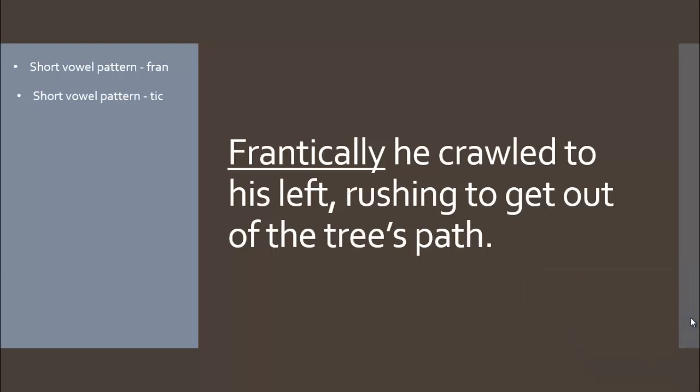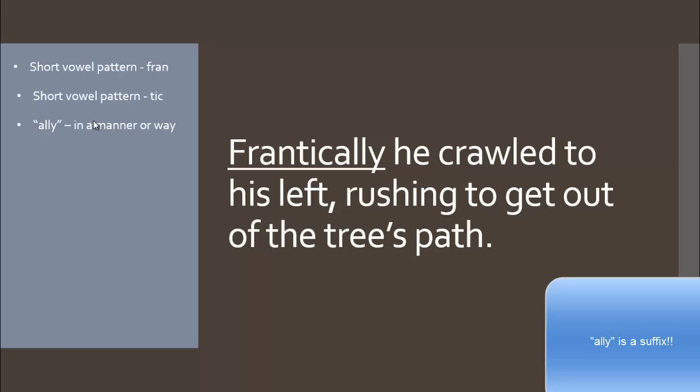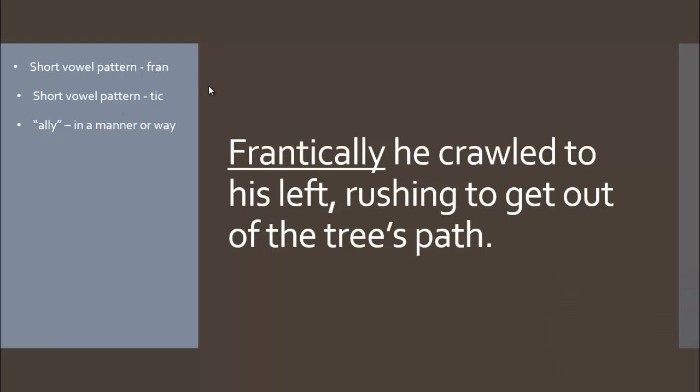Now I have to get to that end part, that A-L-L-Y on there, which makes it frantically. I know that when I add that suffix, that -ly to frantic, I'm adding some meaning. So I'm adding in a manner or a way to my meaning. And so eventually I can figure out that this makes a word that means in a very frightened way, which makes sense in that sentence. So you want to do this step by step when you're trying to decode a word in a sentence that you're not sure, number one, how to say out loud, or number two, what it means.